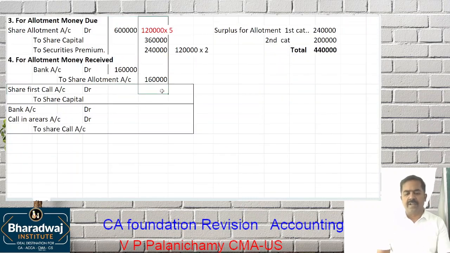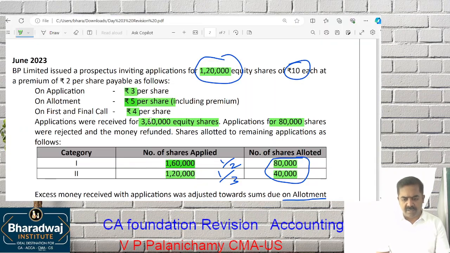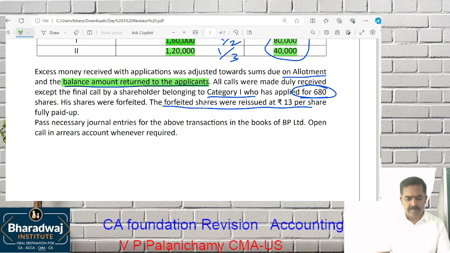What is the first call money due? How many shares? 1,20,000 into 4, 4,80,000. Wait. Any default in first call? Yes. So how many shares have we not received?